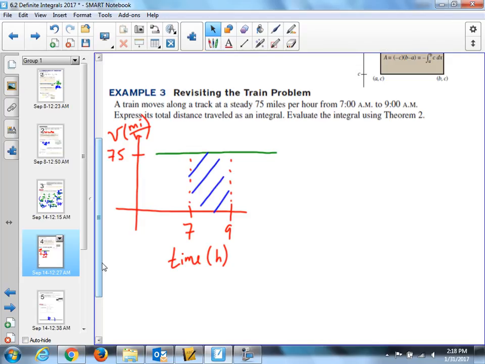Now, what is the integral? Our x, we'll use like a t, I guess. I guess I'll go back to here. We're going to integrate from what to what? What is like my x, t values in this case? 7 and 9.